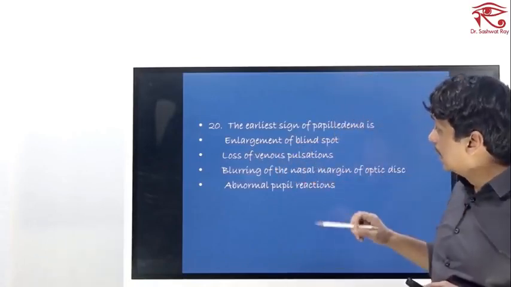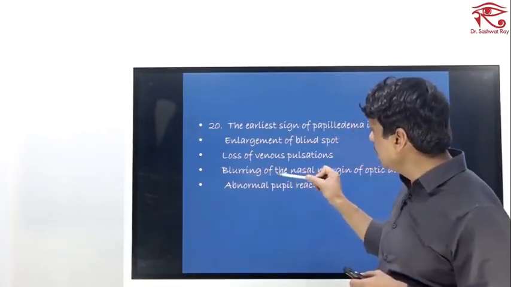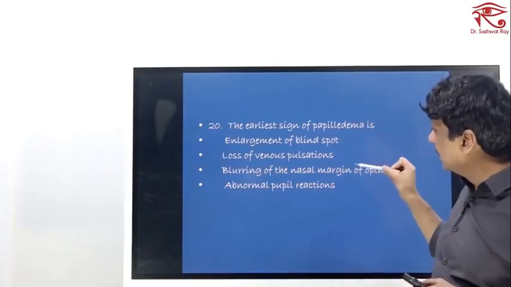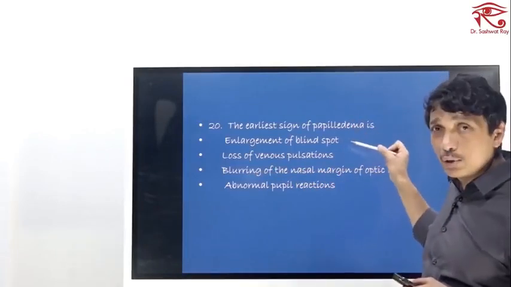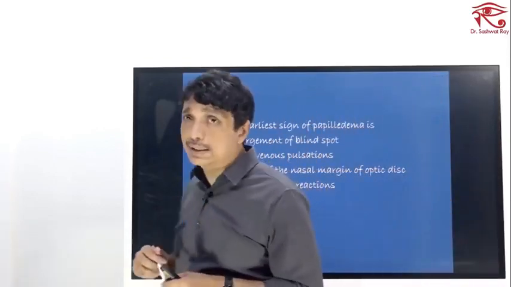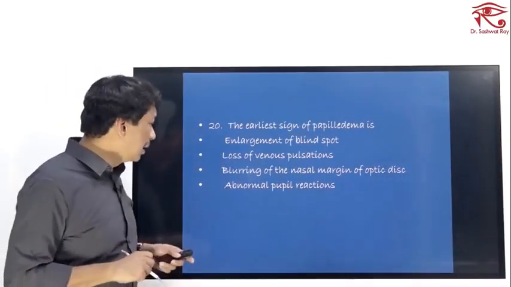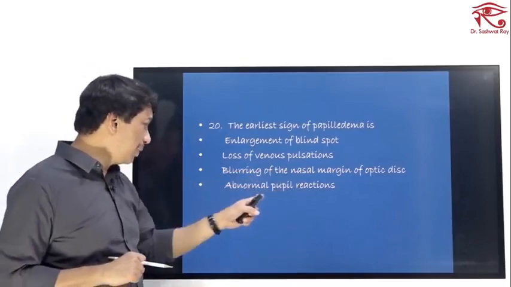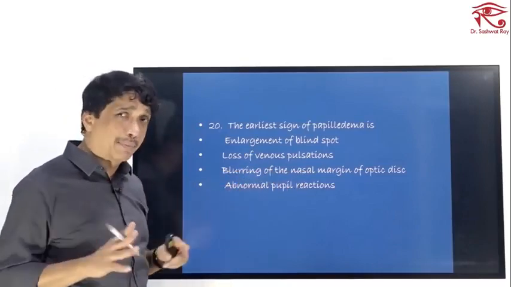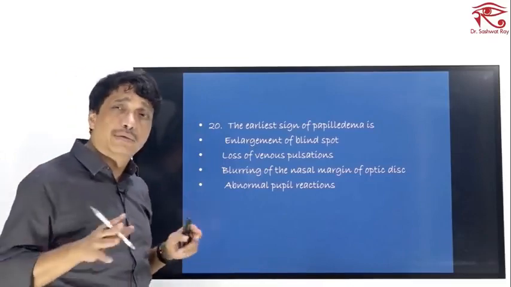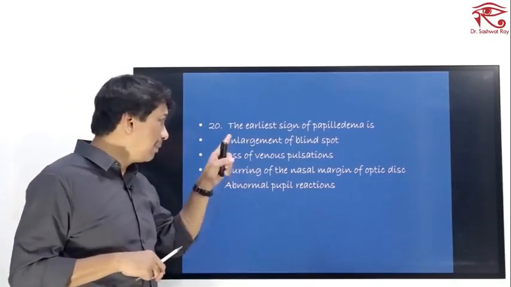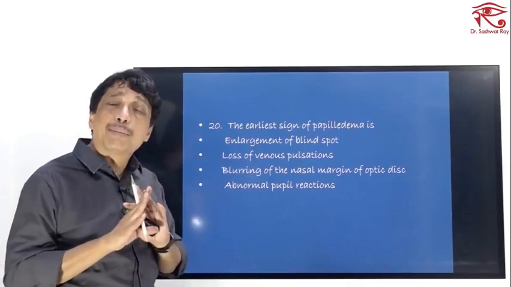That is correct. Then choice C is the blurring of the nasal margin of the optic disc. This happens, because disc edema will occur, so you will have a blurring of the disc margin, and it is the nasal margin. This is also correct. And abnormal pupil reactions, remember, do not occur in papilledema. In papilledema, the pupil reactions are absolutely normal, which is what makes it difficult for us to diagnose.